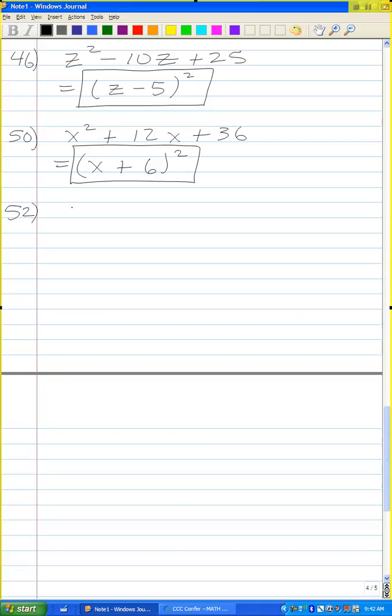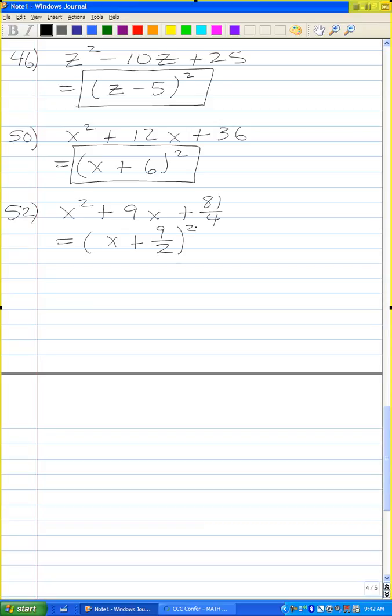x squared plus 9x plus 81 over 4. Square root, again, this is a perfect square trinomial. Square root of x squared, x. Drop down the plus. Square root of 81, 9. Square root of 4, 2.